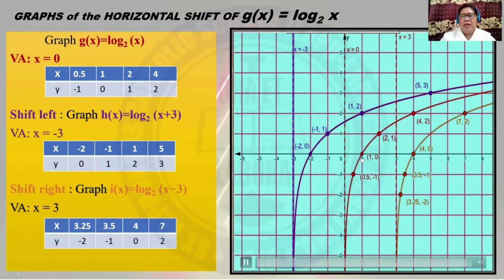Still, as you can see, from the original 1, 0, you move 3 units to the right to represent the i of x function. And you move 3 units to the left to represent the h of x function. Questions? If there is none, let's proceed.